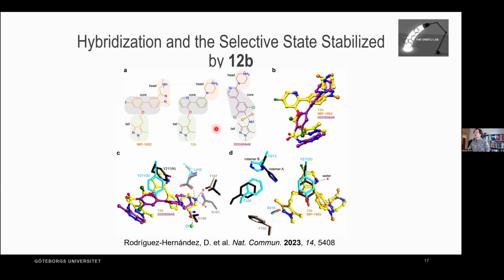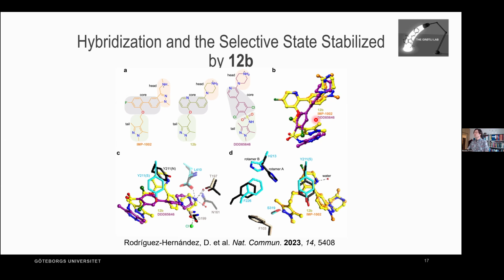If you look at a few other compounds too and compare them to 12B, you will see that over here we have an overlay of these three structures. This one on the left-hand side is one that we synthesized, and the right-hand side is made by the Tate group. And again, if you overlay them and look at how they bind, you see that they cover basically the same space. You see the head group up here, and you see the tail group down here. But you see that the DDD85646, shown in the violet color, binds very differently. The central core is going in a completely different way than the other two compounds.